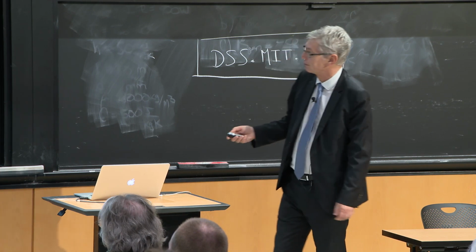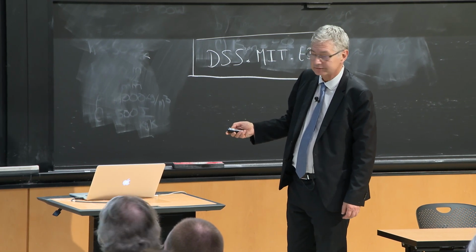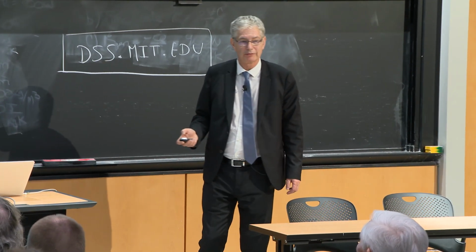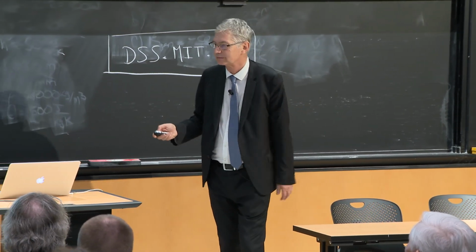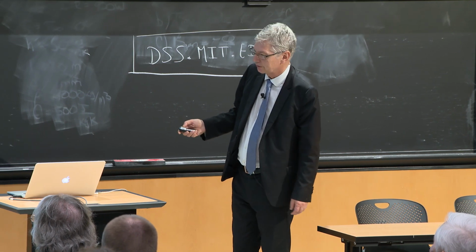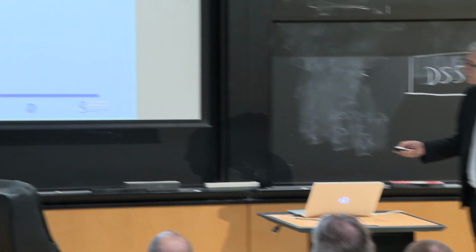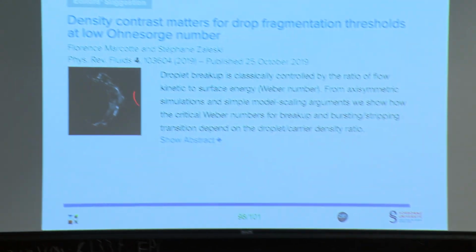We need to know what determines the range of scale observed. Why is the variance of the log normal so small? Why is it only 1 or 2? And we also need to find out what's the effect of the density ratio. For that, we have a recent paper.